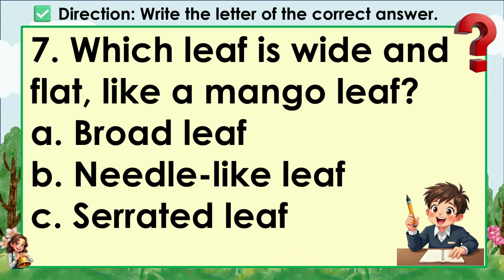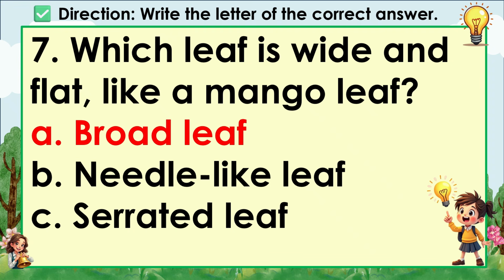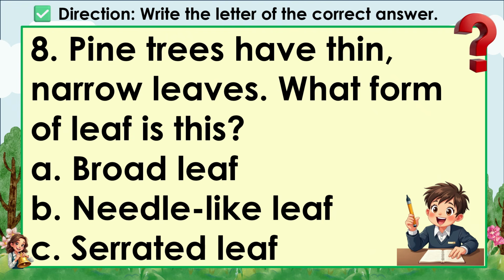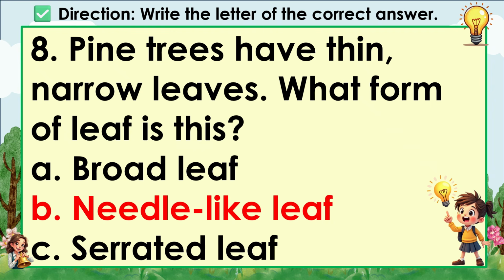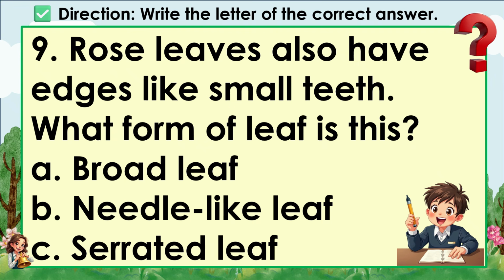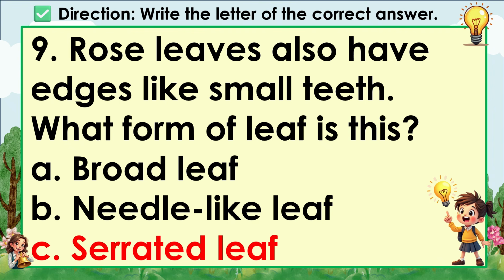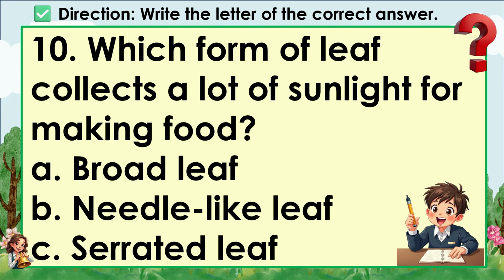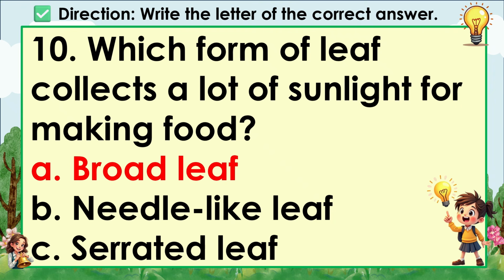7. Which leaf is wide and flat like a mango leaf? The answer is A. Broadleaf. 8. Pine trees have thin, narrow leaves. What form of leaf is this? The answer is B. Needle-like leaf. 9. Rose leaves also have edges like small teeth. What form of leaf is this? The answer is C. Serrated leaf. 10. Which form of leaf collects a lot of sunlight for making food? The answer is A. Broadleaf.